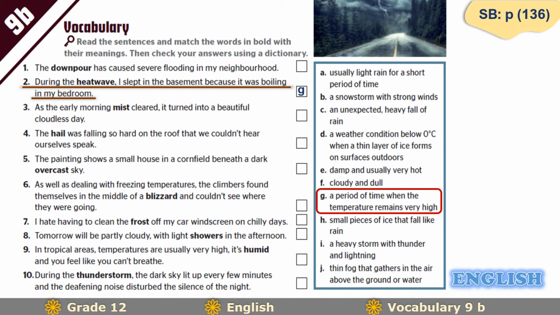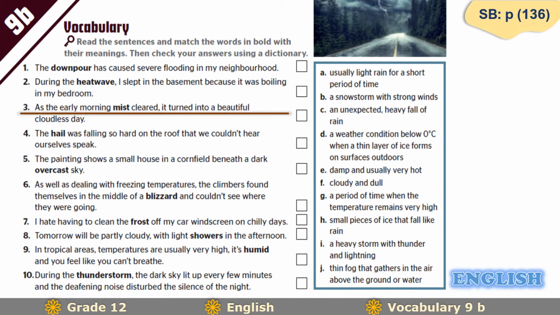The next. As the early morning mist cleared, it turned into a beautiful cloudless day. So the word mist is thin fog that gathers in the air above the ground or water, which means it's the answer J. Good.